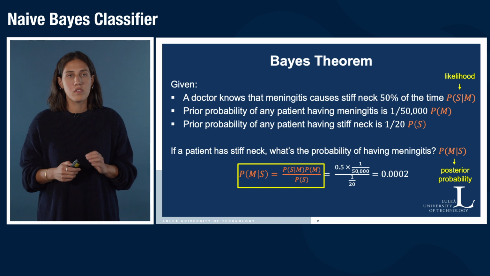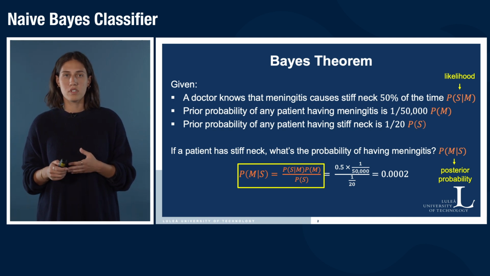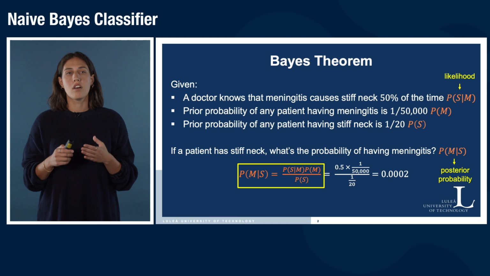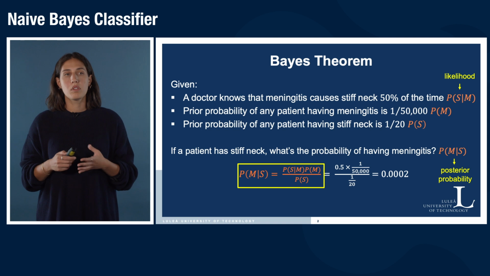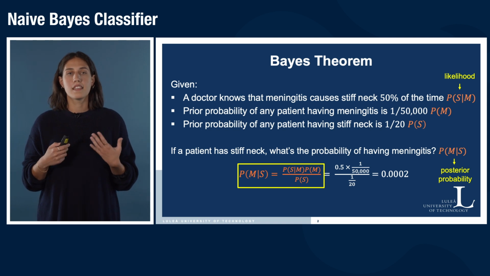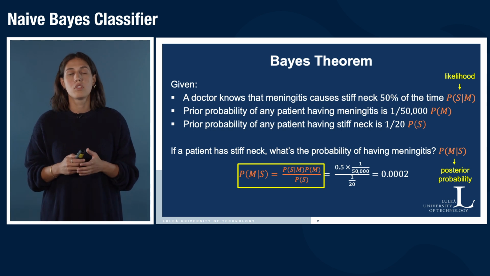So, to compute the posterior probability of a patient having meningitis given that they have a stiff neck, using the Bayes rule, we are going to multiply the likelihood, which is 50%, with the prior probability of any patient having meningitis, which is 1 out of 50,000, and then divide with the prior probability of having a stiff neck, which is 1 out of 20. And as you may have guessed, we end up with a very small probability.